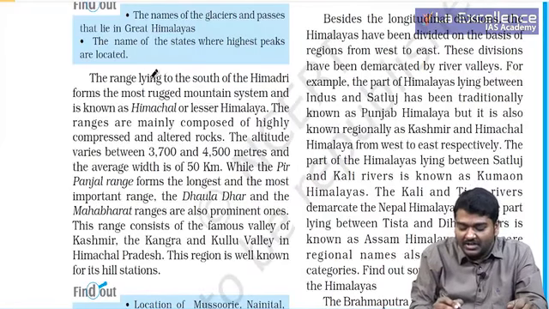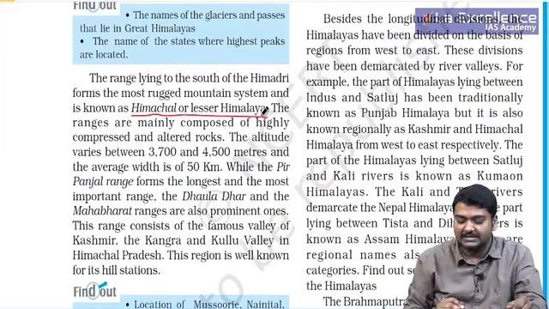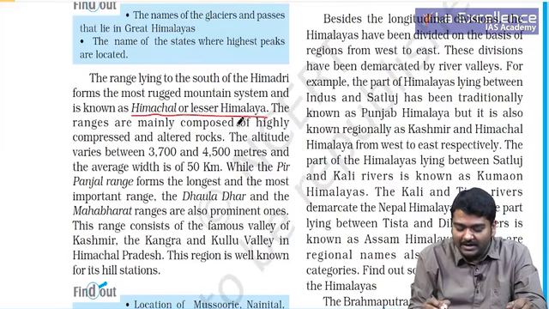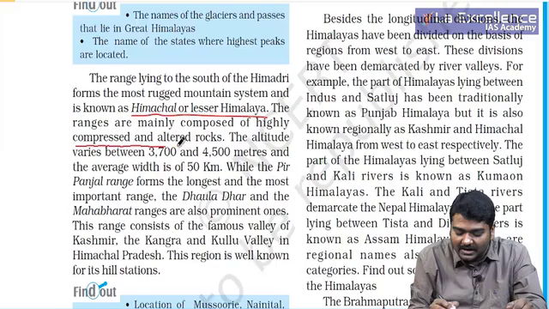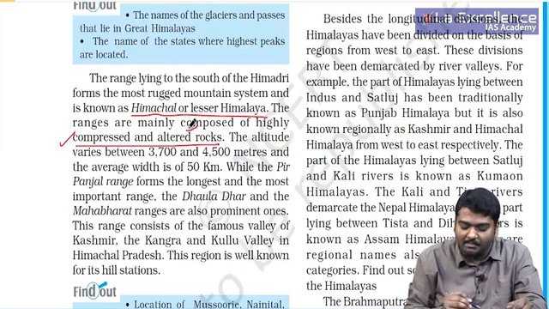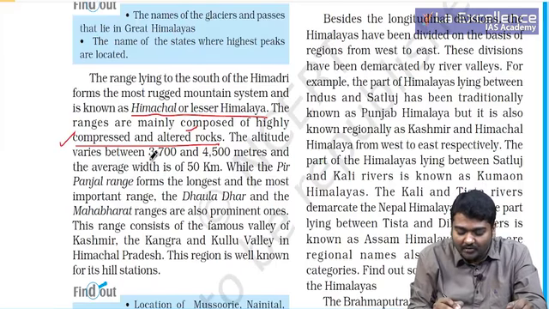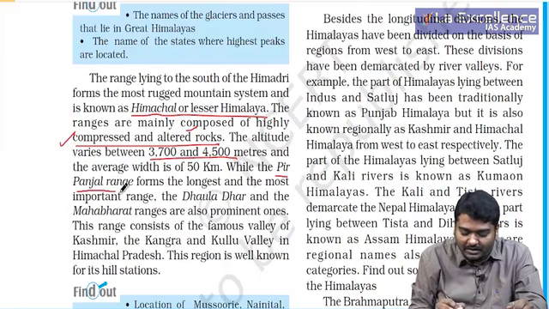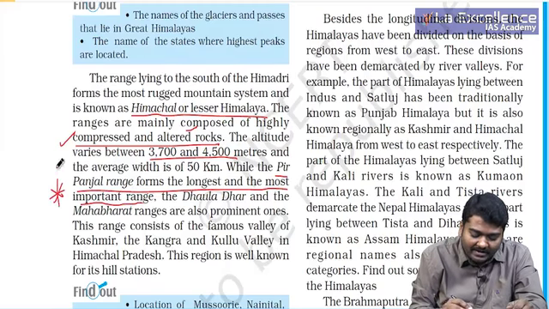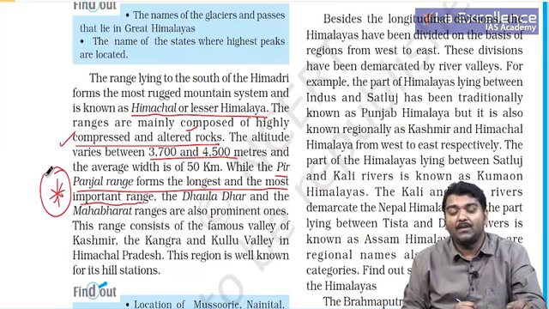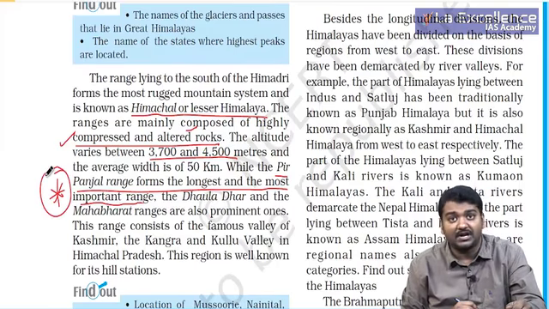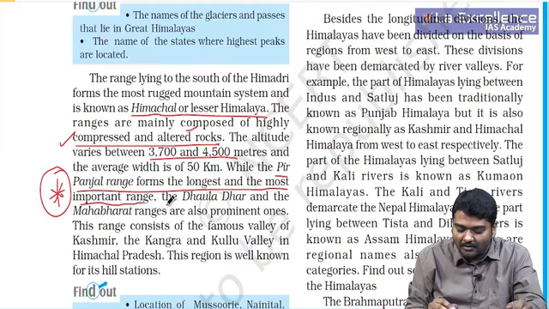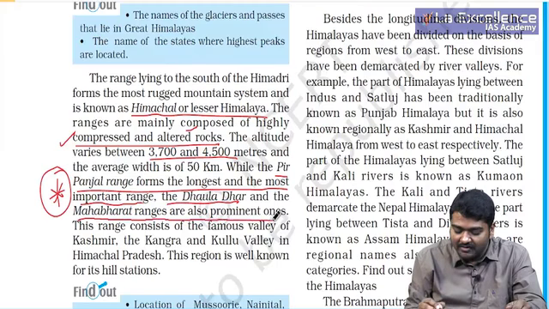Then the range lying to the south of the Himadri is known as Himachal or the Lesser Himalayas. The ranges are mainly composed of highly compressed and altered rocks. Altered means metamorphosed rocks. The altitude varies from 3,700 to 4,500 meters. The Pir Panjal mountain range forms the longest and the most important range. Most important factor with respect to prelims: the Pir Panjal ranges are the longest and the most important ranges. Then you have the Dhauladhar and Mahabharat ranges, which are also important.